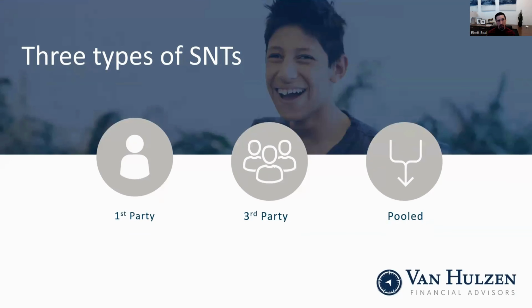I want to let you know that there are 3 different types of special needs trust. And I'm going to break down the difference between them so that when you hear people talk about first party, third party, or pooled trust, you know the difference.